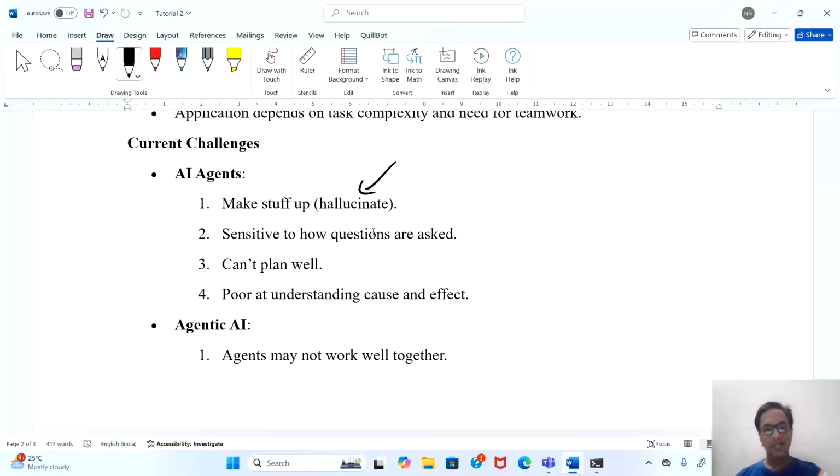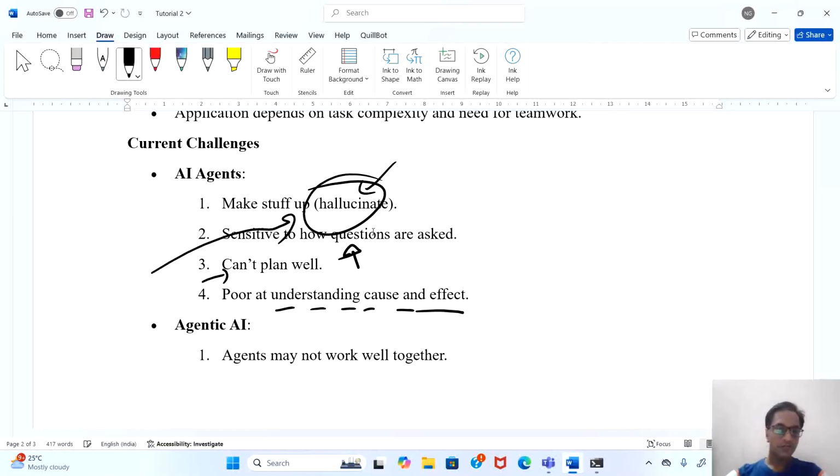So the current challenges in terms of AI agents are, as they are based upon LLMs, hallucination is one of the problems. They are sensitive to how questions are asked, obviously, because the response will be given by an LLM, so they will be sensitive to that. It may happen they can't plan well, and there could be poor understanding of cause and effect. All these are related somehow to hallucinations.